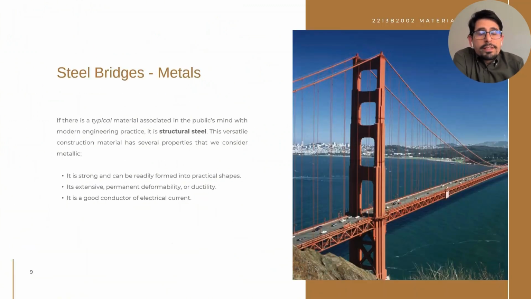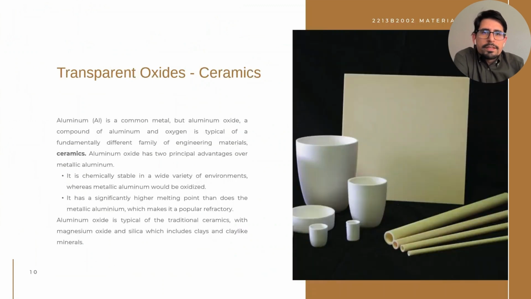Metals, particularly steel, are among the most widely used engineering materials. Steel exhibits several key metallic properties. It is strong, ductile, and an excellent conductor of electricity. These characteristics make it a preferred material for structural applications such as bridges, buildings, and electronic circuits. Understanding the behavior of metals at the atomic level allows engineers to improve their strength, corrosion resistance, and electrical properties.